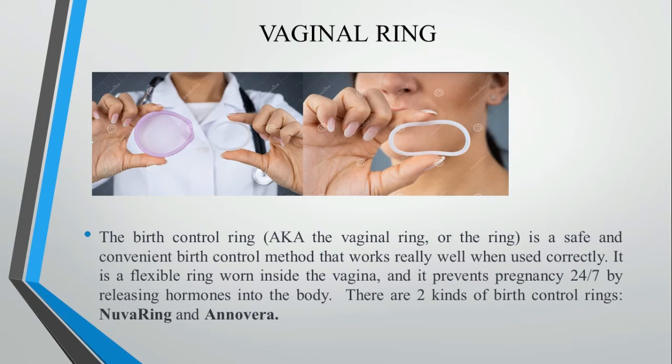is the vaginal ring. The birth control ring, also known as the vaginal ring or the ring, is a safe and convenient birth control method that works really well when used correctly. It is a flexible ring worn inside the vagina, and it prevents pregnancy 24/7 by releasing hormones into the body. There are two types of birth control rings, the Nuvaring and the Annovera ring. This is a pictorial representation of what the vaginal ring looks like.